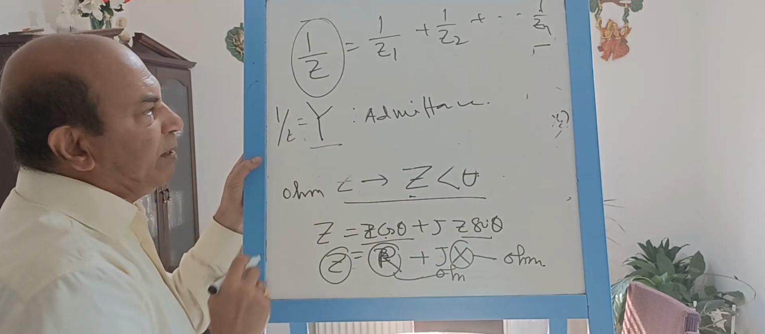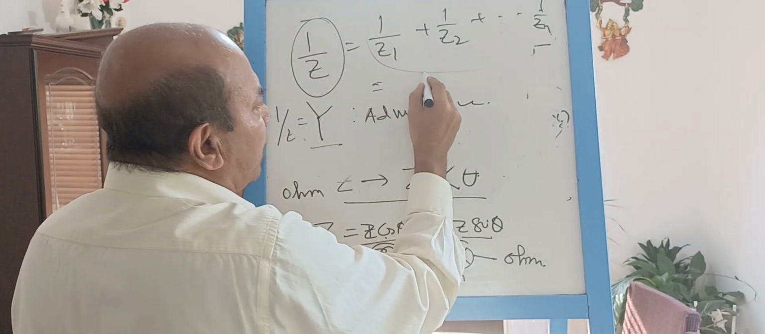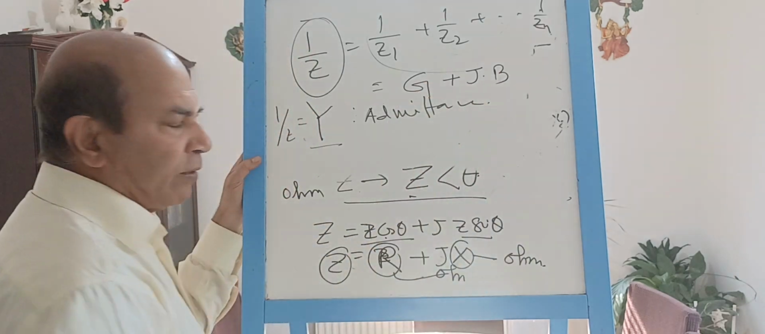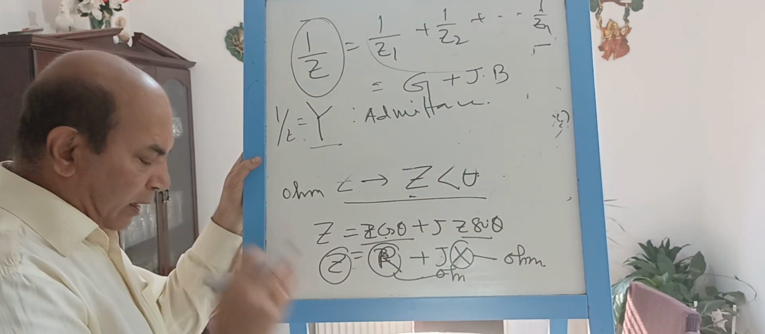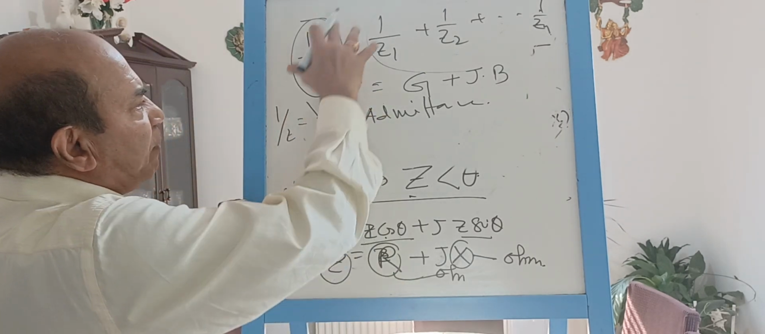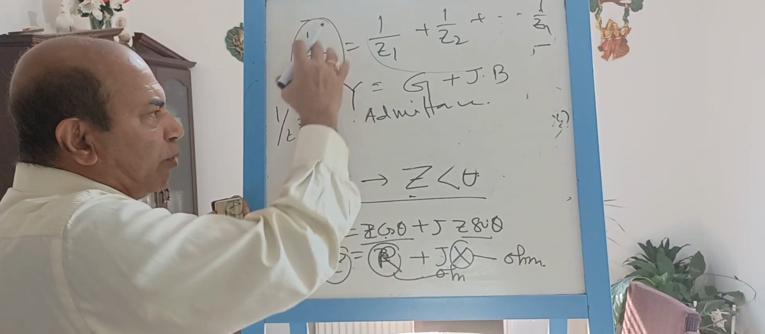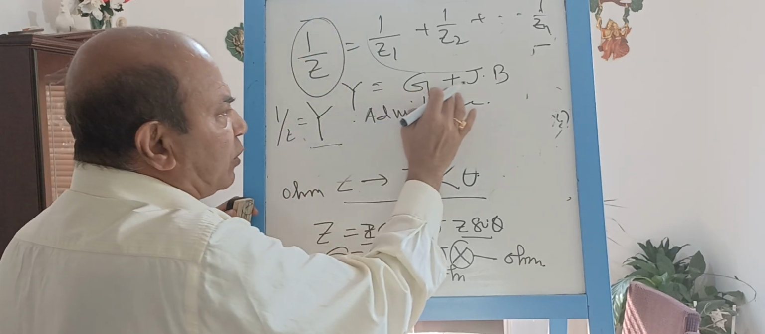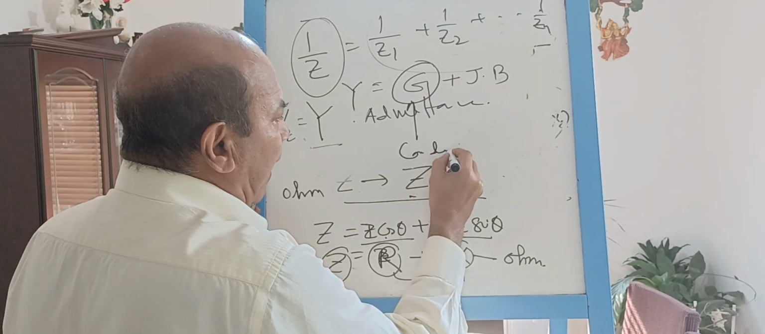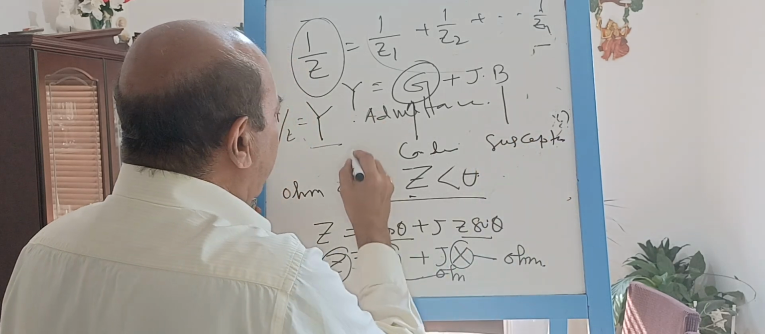Now this admittance also has two parts. If we write it in equivalent form, it will be G plus jB. So admittance equals Y. If we want to represent the parallel circuit similar to the series circuit, then the reciprocal of Z, 1 by Z, we call admittance. That admittance is equal to G plus jB. G is called conductance, B is called susceptance, and Y is called admittance.